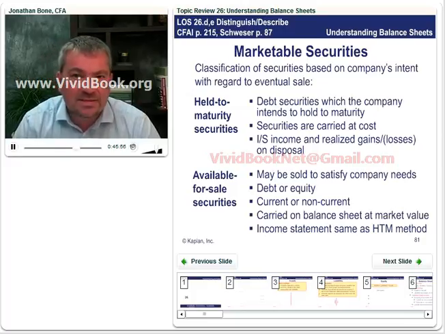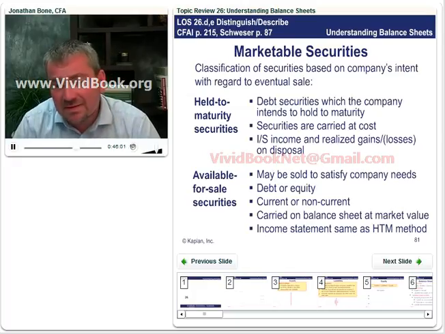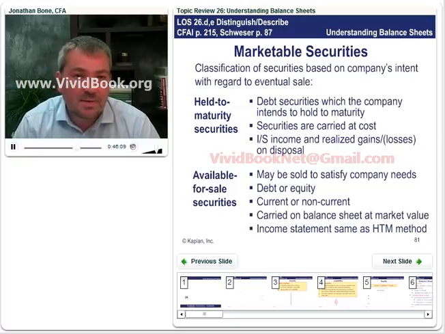So the securities are going to be held at cost, it says here. Again, let's be a little bit more specific than that. It's actually going to be amortized cost, the amortization of that premium or discount. And if you're worried about amortization of premiums and discounts, don't be, because we're going to recover it in a later reading when we look at issuing bonds. So securities are held at amortized cost.